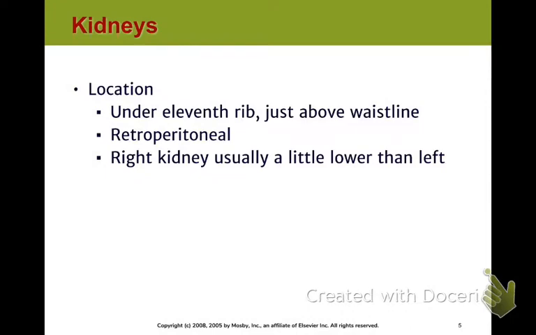So, first of all, where are your kidneys located? They are located underneath your ribs, and this is why in amateur boxing, they will have boxers wear the kidney belts to protect the kidneys, because there is nothing protecting the kidneys except for fat, a little bit of fat.